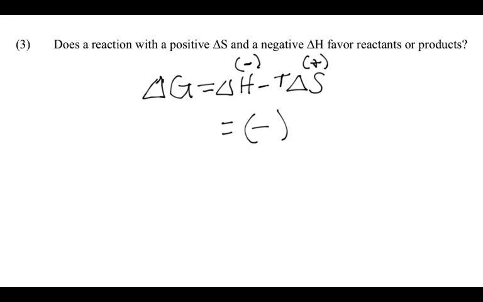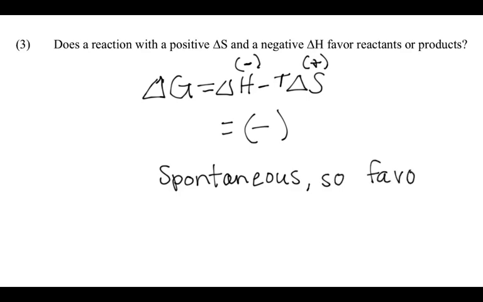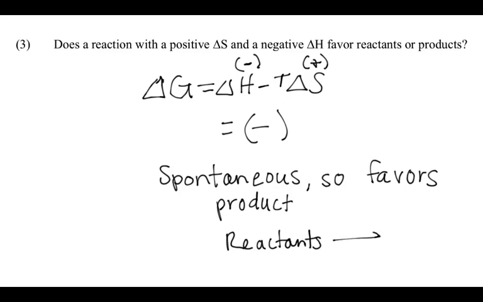Exactly. Since delta G is negative, it means it's spontaneous. And since it's spontaneous, that means it's going to favor the products. That's right. It's actually pretty simple. So whenever the delta G overall is negative, it's an exergonic process, and it favors products over reactants.